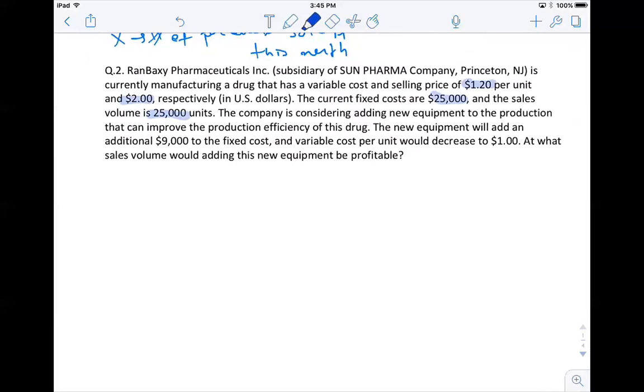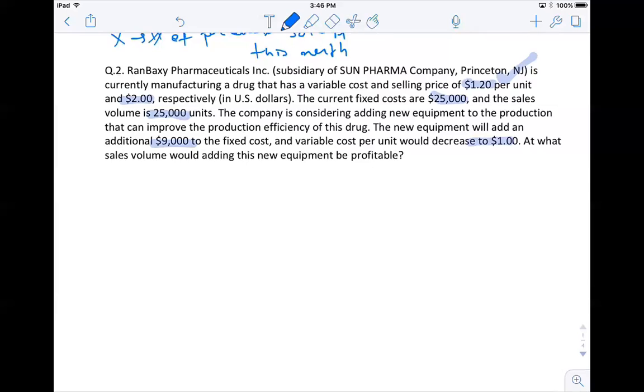The company is considering adding new equipment to the production that can improve the production efficiency of this drug. The new equipment will add an additional $9,000 to the fixed cost, and the variable cost per unit would decrease to $1. Remember, it was $1.20, and now they are projecting this number to go down to $1. The question is, at what sales volume would adding this new equipment be profitable? This is again a break-even analysis question, but we are given many different numbers here.